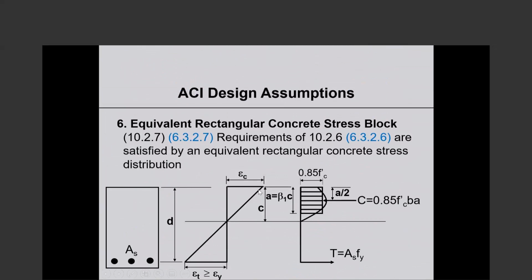So you can assume anything provided it will give you strength in substantial agreement with test results. Okay.